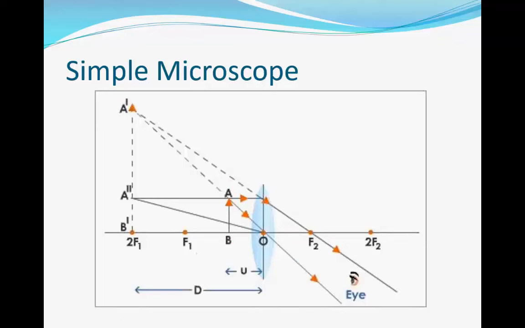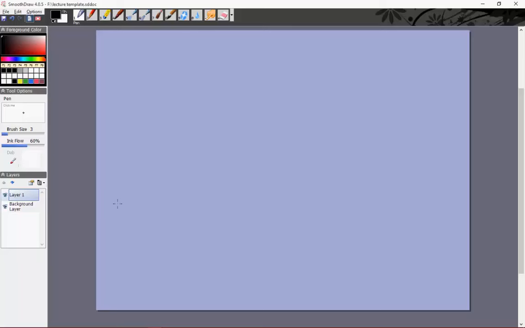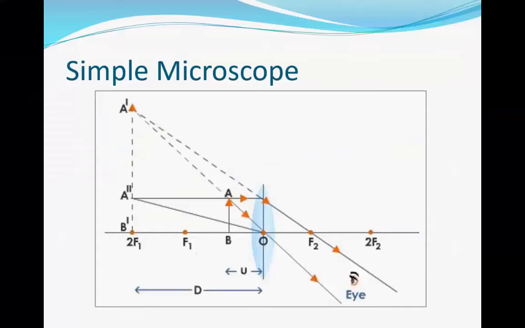Right. Now there are two possible configurations which we'll do for microscopes and telescopes. One is normal adjustment. And normal adjustment means that the rays coming into the eye are coming parallel to each other. Right. So for example, if you look at this particular image, these two rays are not parallel to each other. Therefore, when you project them outwards, you actually see an image.